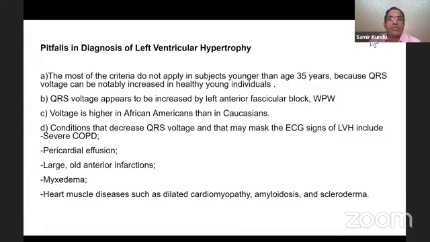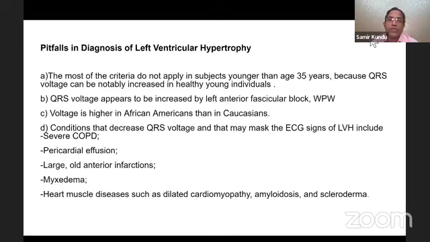Pitfalls in diagnosis of left ventricular hypertrophy. The conditions which increase the left ventricular voltage, which interferes with the diagnosis, are age less than 35 years, in association with WPW syndrome or left axis deviation or repolarization variation.